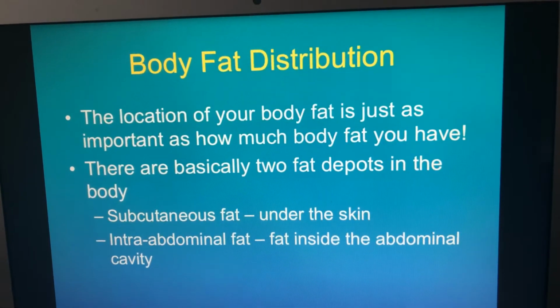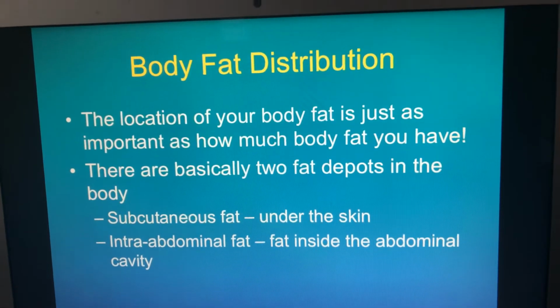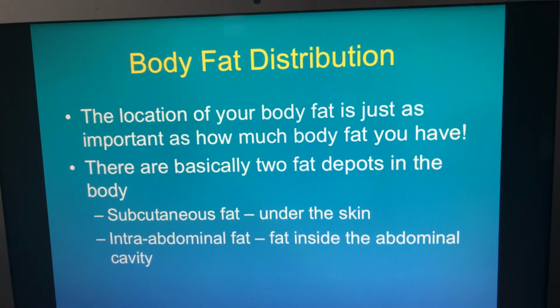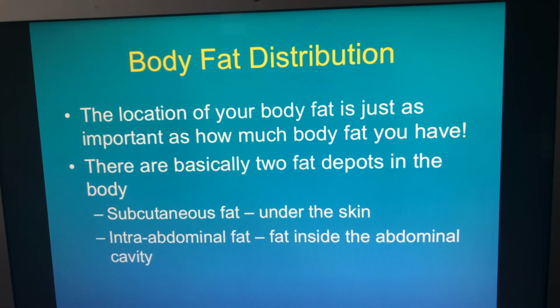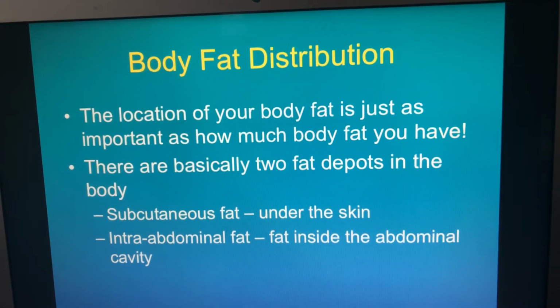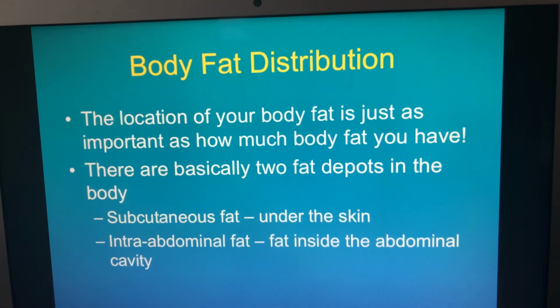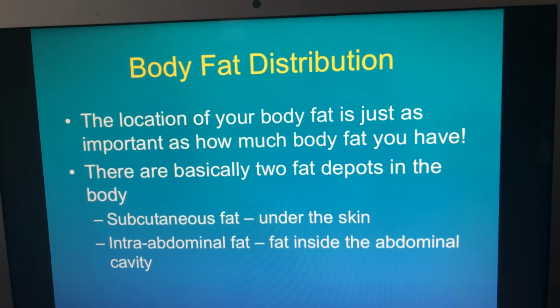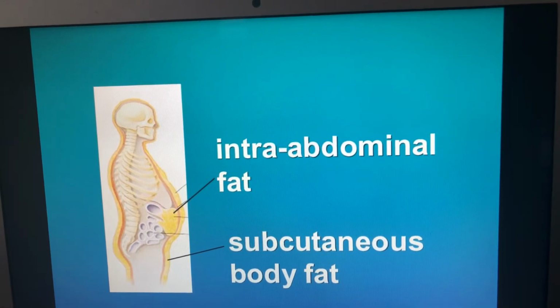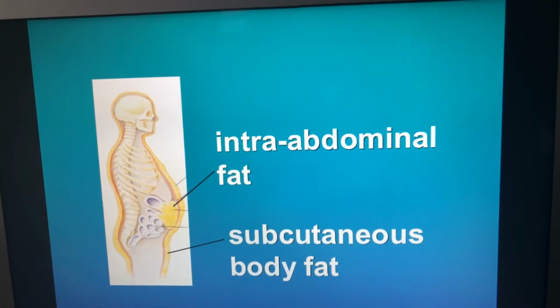So there's two fat depots in the body: subcutaneous fat under the skin, sub means under, cutaneous means the skin, and intra-abdominal fat, the fat inside the abdominal cavity. The intra-abdominal fat is contained in what is now a new organ. It just became organ status. It's called the omentum. The omentum is kind of like a sheet where fat collects in the intra-abdominal area, and it just received organ status a couple years ago. So the intra-abdominal fat, you can see that's the omentum there.